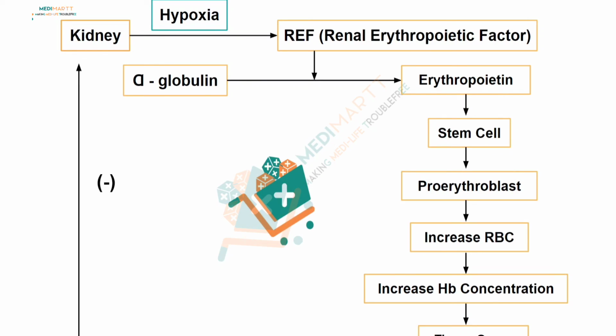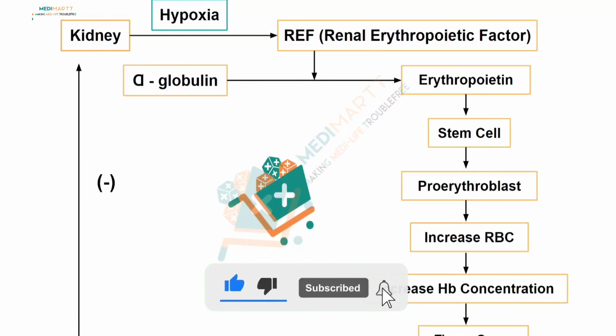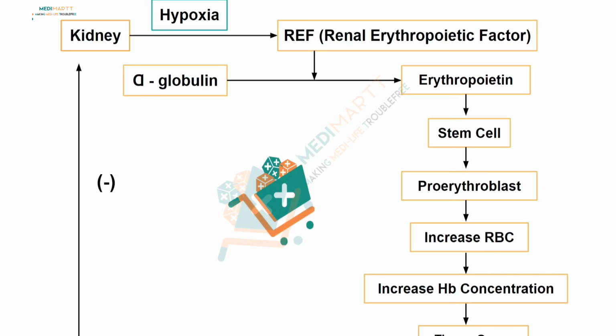Now this erythropoietin works on the stem cells, and these stem cells are converted into the proerythroblast, and this proerythroblast increases the RBC, the red blood cells. This increase in red blood cells increases the hemoglobin concentration, which moves to the tissue organ. This tissue organ is related with the kidney also. So this is a whole chain.